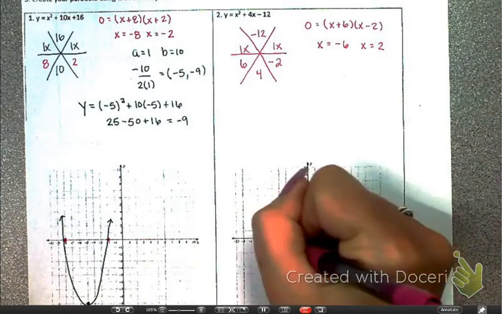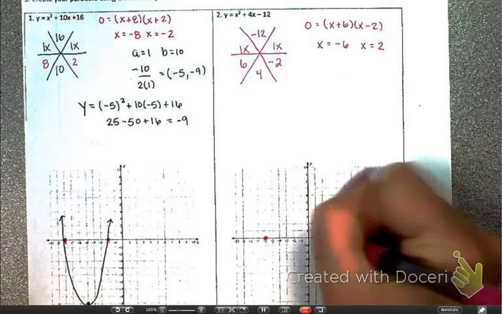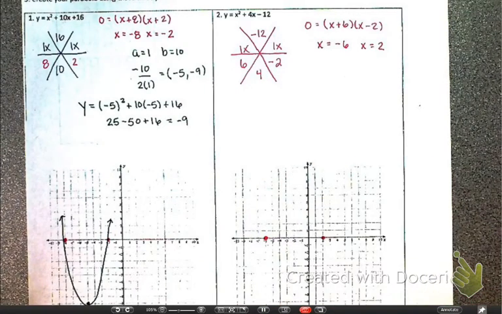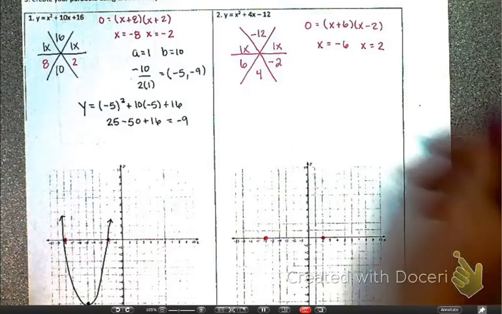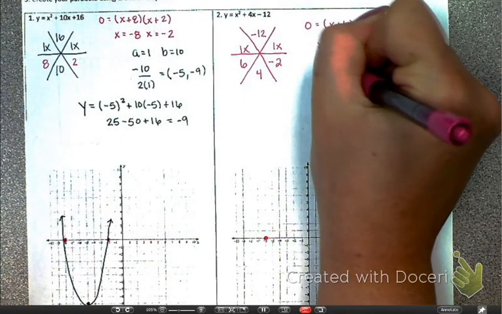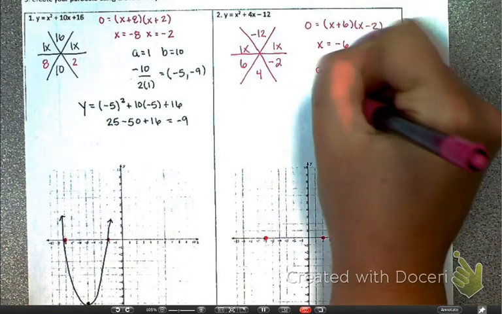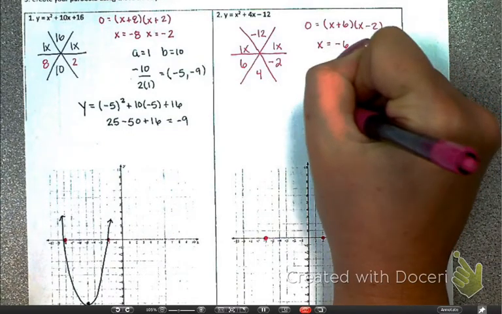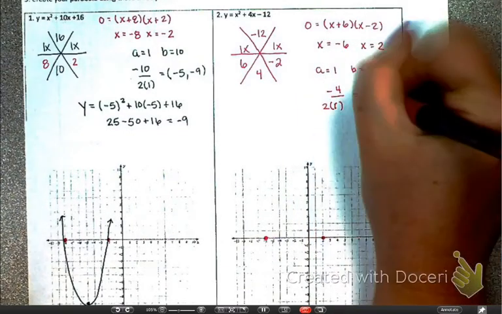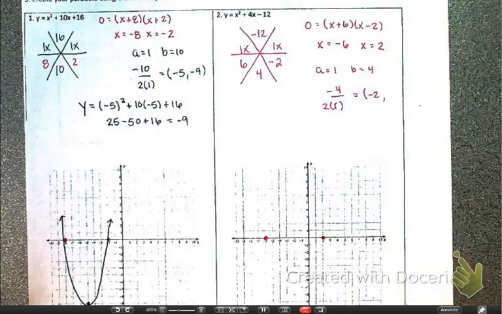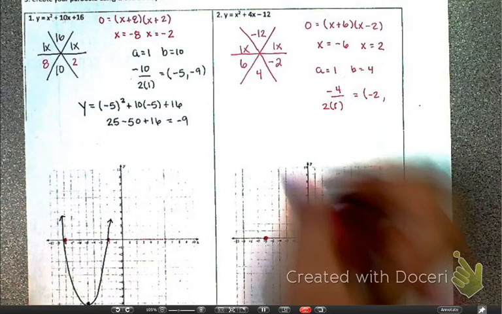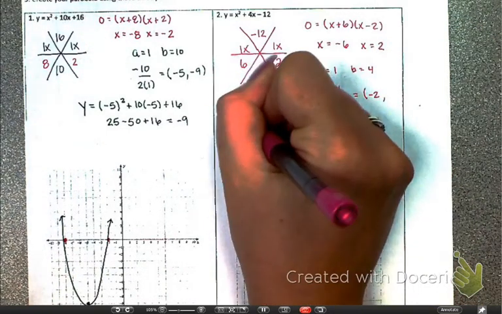So I'm going to go to negative 6 and put a point, and positive 2 and put a point. To find my vertex, negative b over 2a. So negative 4 over 2 times 1, which is negative 2. And then I think when you plugged it back in, you got negative 16.